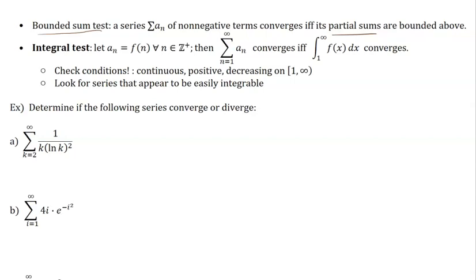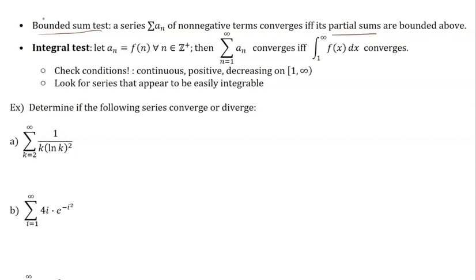If for some reason a series says all the partial sums are bounded above, then yes, you can say by the bounded sum test that it converges. But this is not even one that's going to show up on the list of all the series tests when we get to our summary in a couple of days. Okay, so let's talk about the integral test.